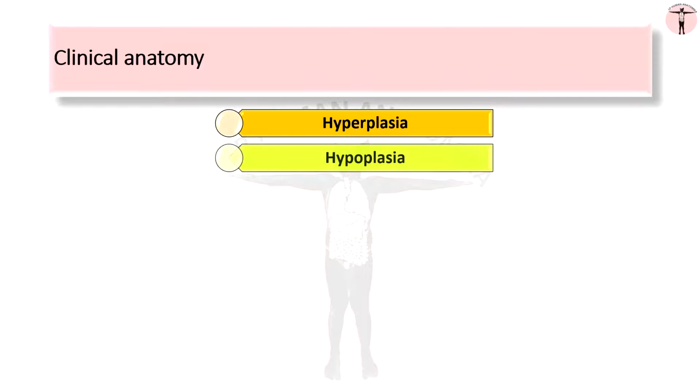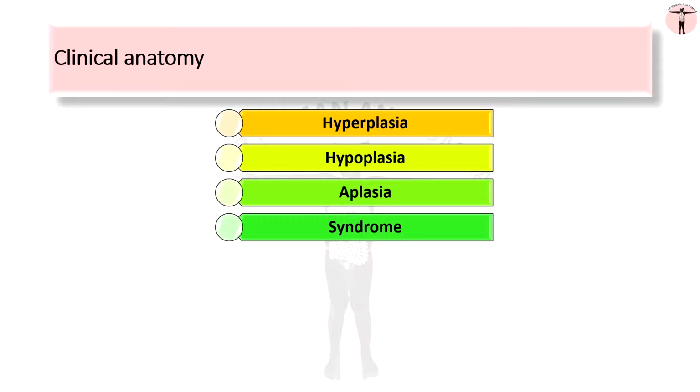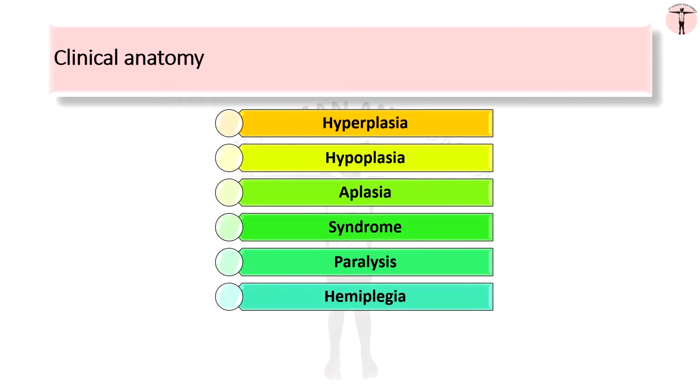Hypoplasia is incomplete development of that particular part of the body. Aplasia is the failure of development of the particular part of the body. Syndrome is a group of diverse symptoms and signs constituting together the picture of a disease. Paralysis is the loss of motor power or the movement of a part of the body due to denervation or primary disease of the muscles. Hemiplegia is the paralysis of one half of the body.